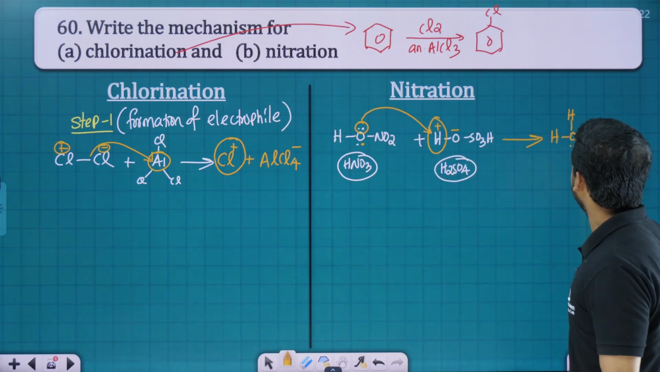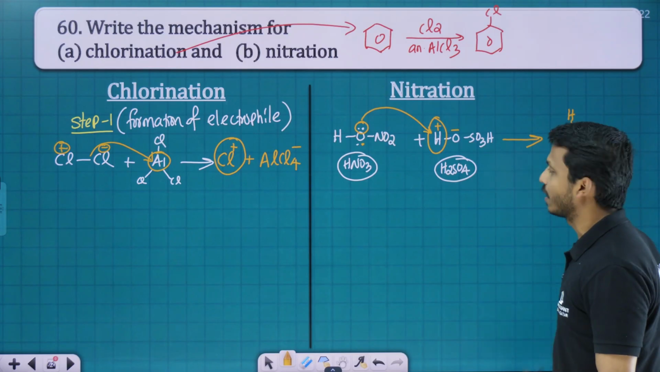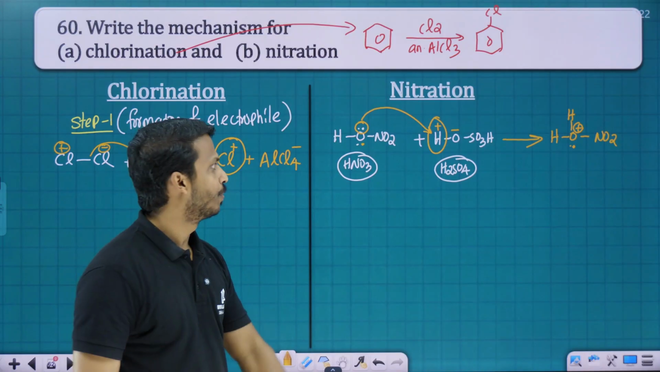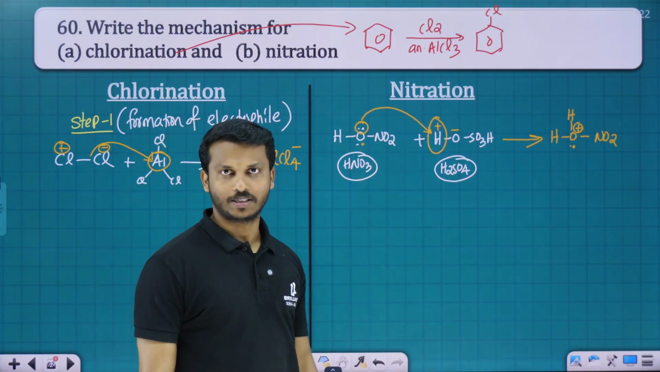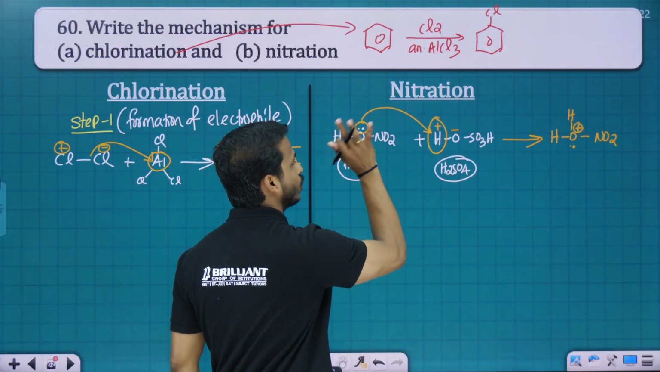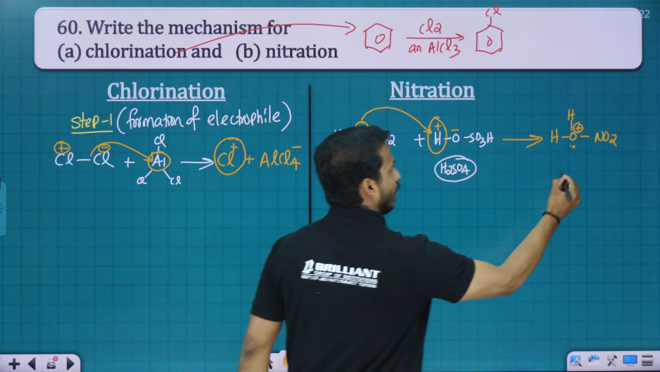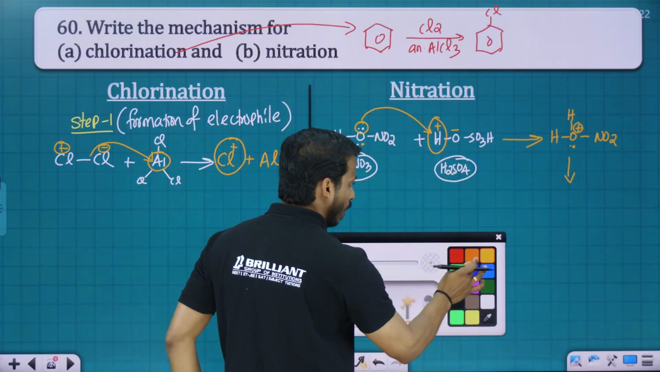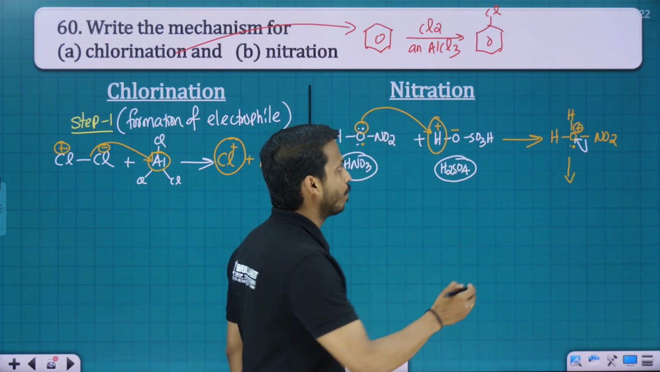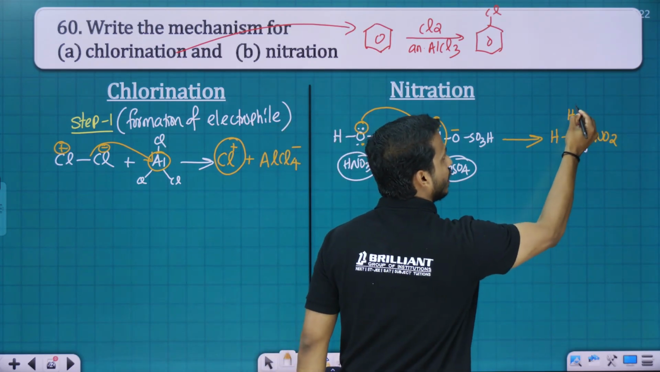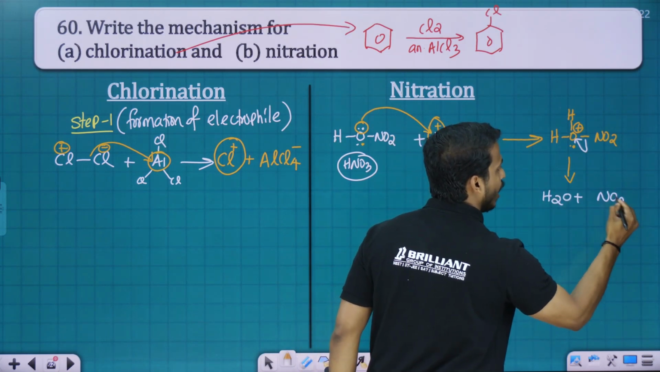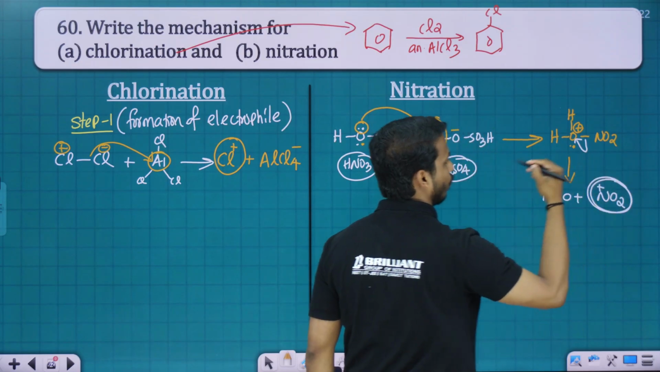And this oxygen gets a plus charge also. Why is it getting a plus charge? Because oxygen loses electron. Overall, sulfuric acid is more acidic, so it gives its hydrogen to this oxygen. That's all. And finally, dear, one more thing is happening. This bond breaks and oxygen gets the electrons. So what is this portion? H2O, which leaves. What is the other part? NO2 plus. That's our electrophile.